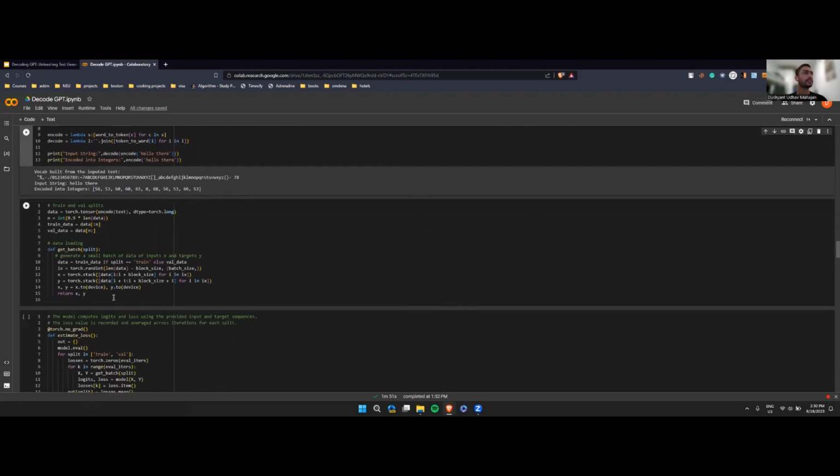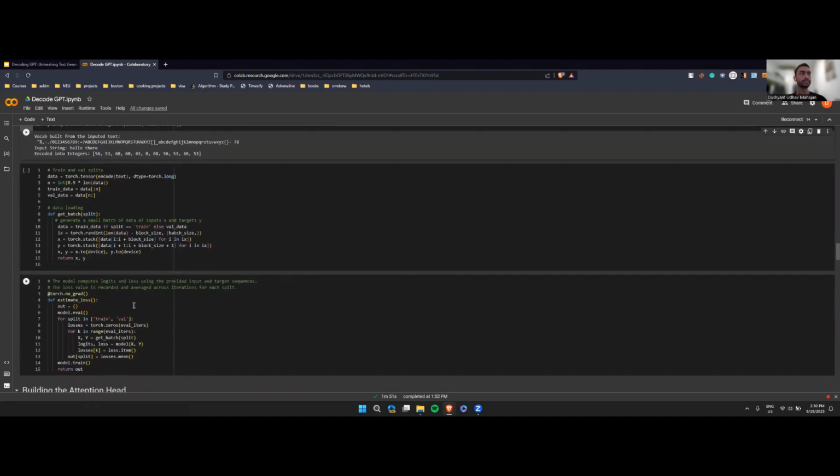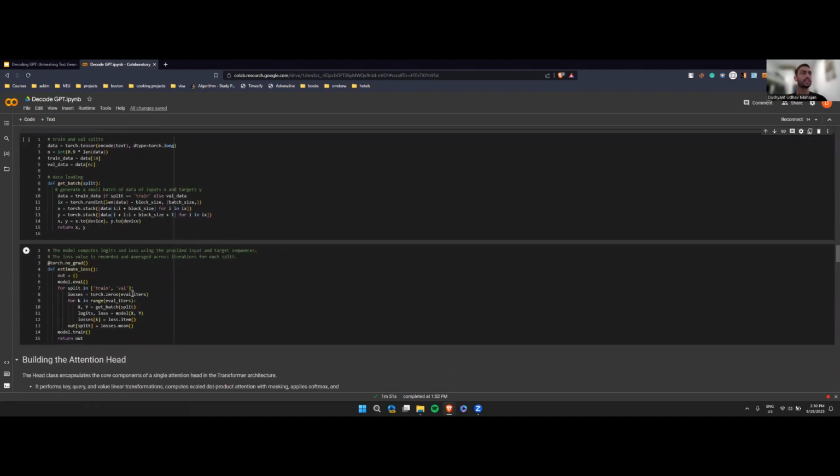Then we have defined a function get batch here, which is going to help us get the data in batches. We also have broken down the training data and validation data, which is standard practice in training neural networks. Here, we have defined a loss function, which calculates the loss value between the ground truth and the value predicted by the model. And we are optimizing that loss to fine tune our model.